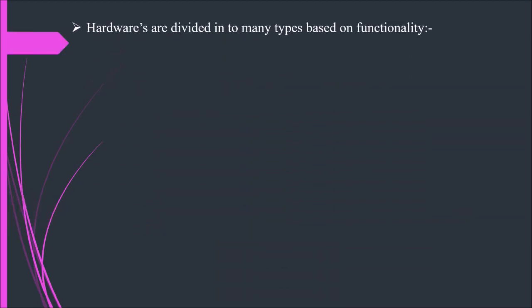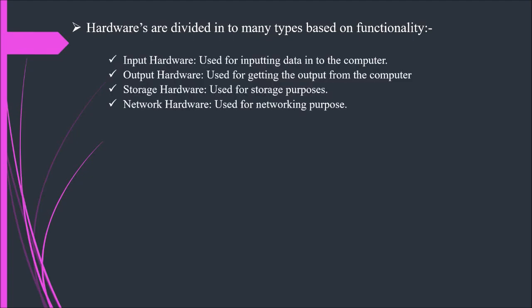Now, the categorization of hardware components based on its functionality. The hardware components are divided into many types based on its functionality. Out of that, the important ones are input hardware, output hardware, storage hardware, and network hardware. Now, what are input hardware? Input hardware are the hardware which is used for inputting data into a computer.